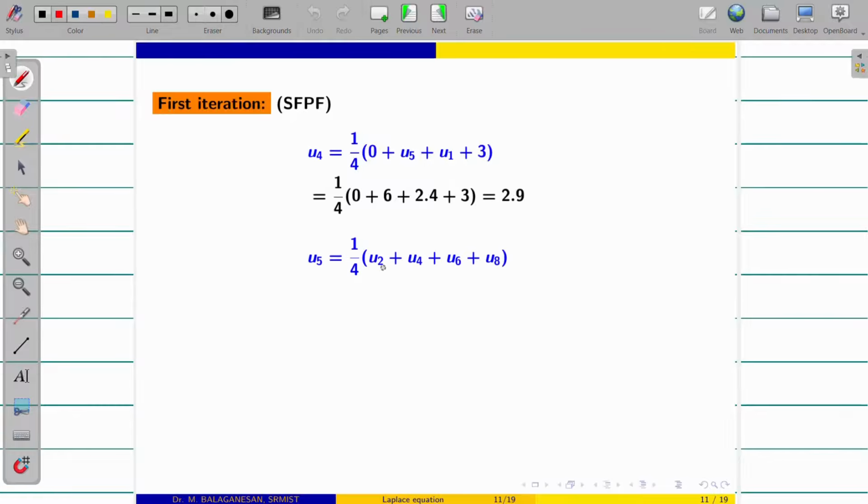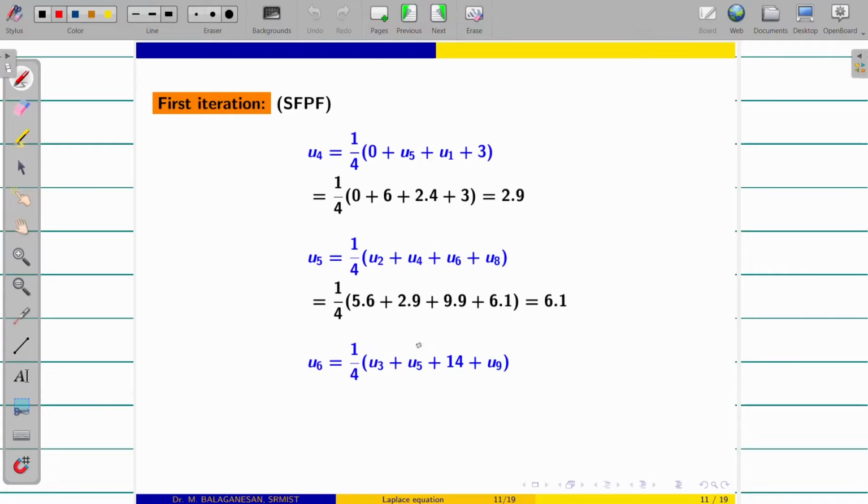Similarly for u5, u2 plus u4 plus u6 plus u8. For u6 and u8 we don't have any new values, so take the u6 and u8 values from the initial iteration, and u2 and u4 from the first iteration. We can get 6.1. Then what about u6?